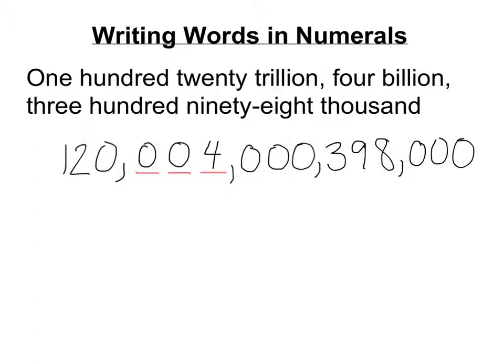So to recap, to write words in numerals, we start with the largest group, write it in numbers, making sure that each group has 3 digits, 3 place values, and we make sure that we go from one group to the next smallest to the next smallest, filling any skipped groups with 3 zeros.